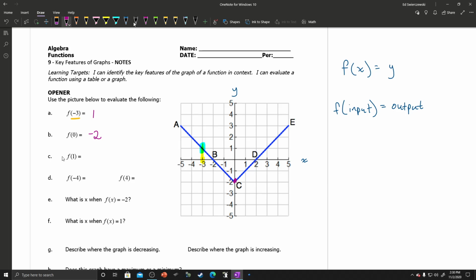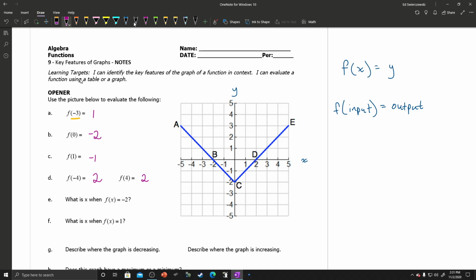All right, so I'm hoping you gave that a shot. So f of 1, you would look here, the x value for 1, you get the y value of -1. F of -4, so again, look on the x-axis at -4, and where is the y value there? It is at +2, and f of +4 is also at +2.